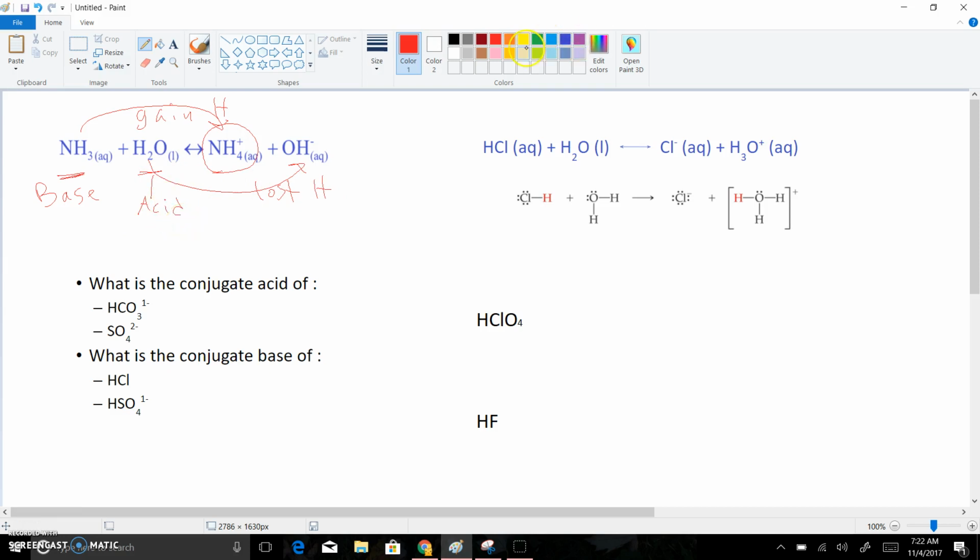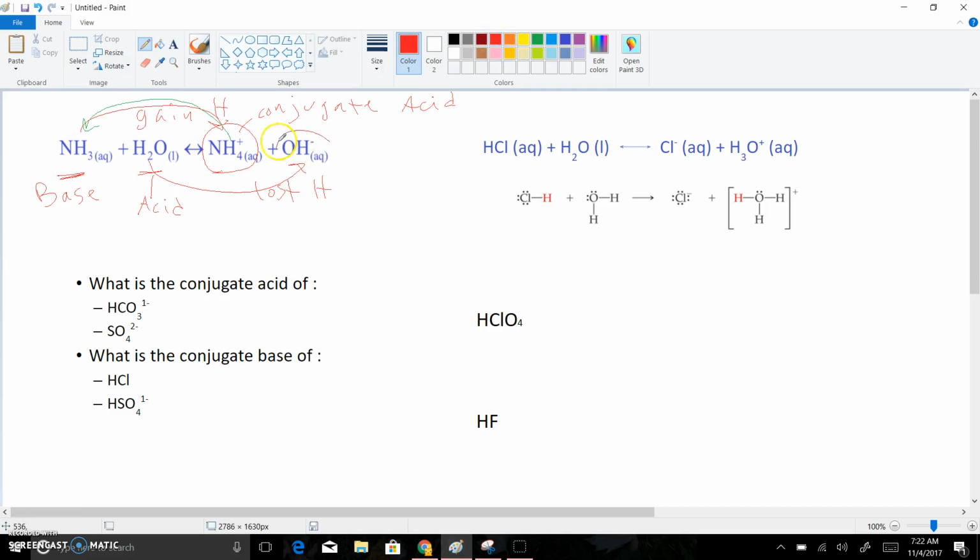Now I want to look at the other side. My base will turn into my conjugate acid. We call it the conjugate acid because if you go backwards on this reaction, we see that it's lost a hydrogen, and we know acids lose a hydrogen. So it's called a conjugate acid. Conjugate technically means joined together as a pair, so that English word kind of helps us see what that's all about.